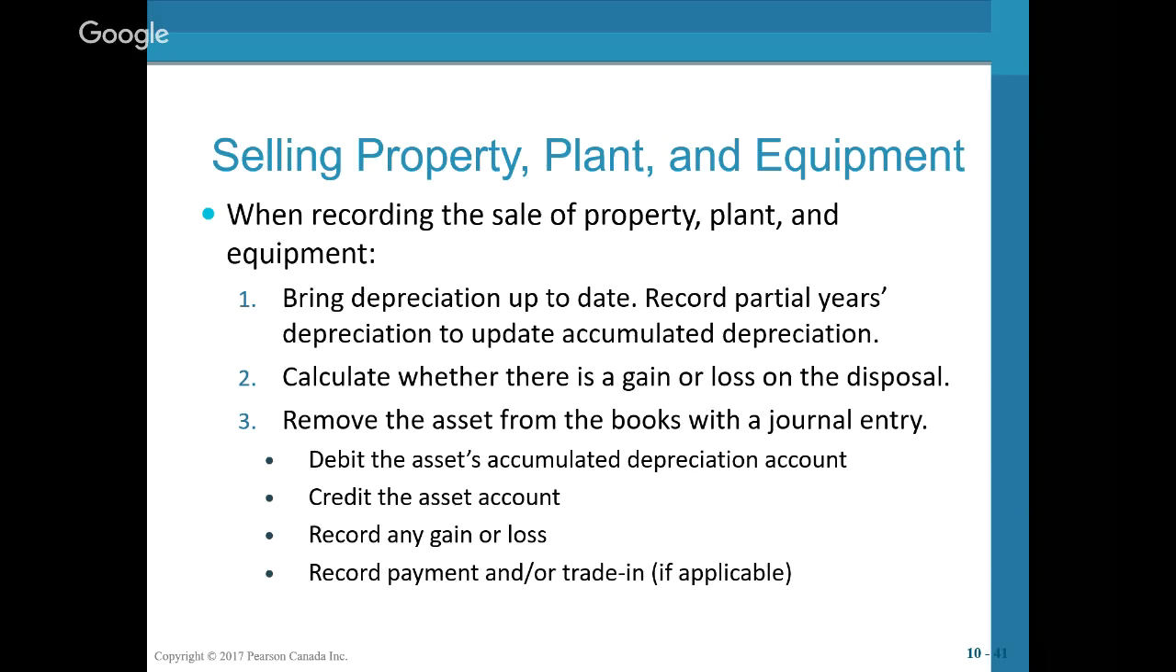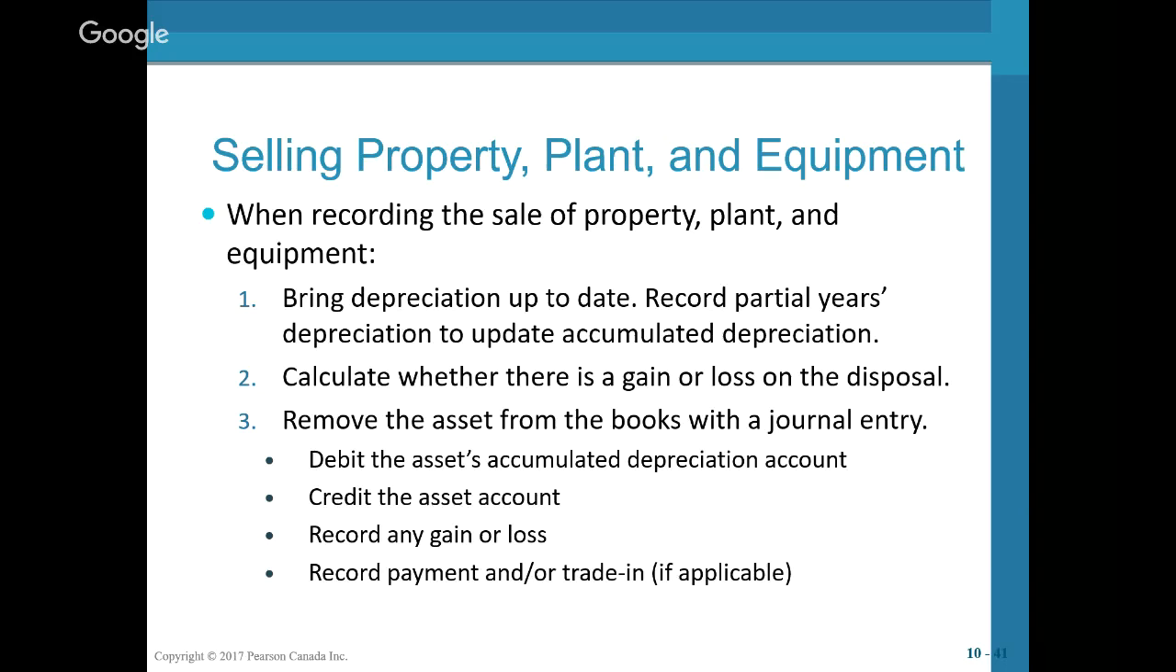The only difference here is if you sell it, you've got to record the cash you actually receive when you sell it. So the only thing that changes to that journal entry now is that we've got the sale itself. So step one, bring your depreciation up to date. If we're selling it, let's say in May, and we haven't yet done our depreciation for the year up to May, well, we would record January, February, March, and April's depreciation, and then we would sell the asset.